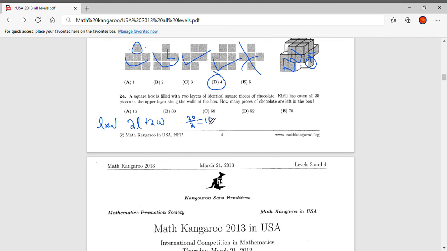So here's a trick. When it says that there are 20 pieces, that just means the perimeter has 20, and it's a square. The square is always going to be, so you have to add 2 to this. 10 plus 2, you get 12. And then we know that 12 divided by 2 equals 6. So it'll be a 6 by 6.